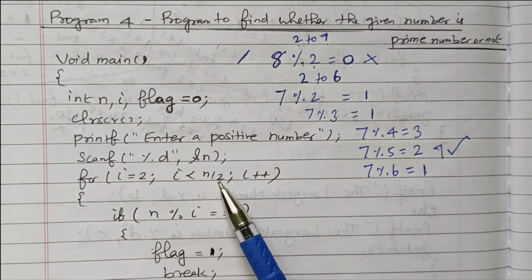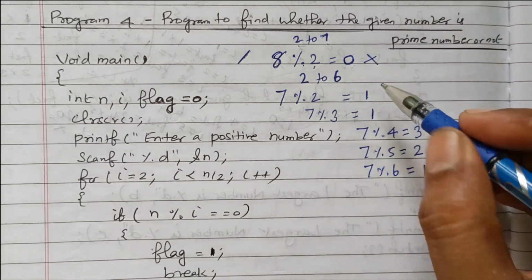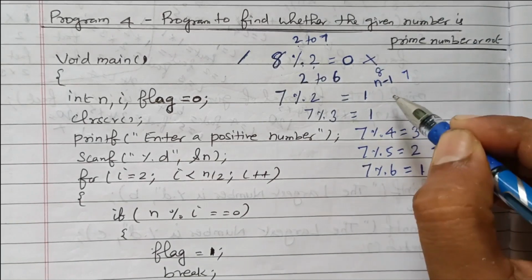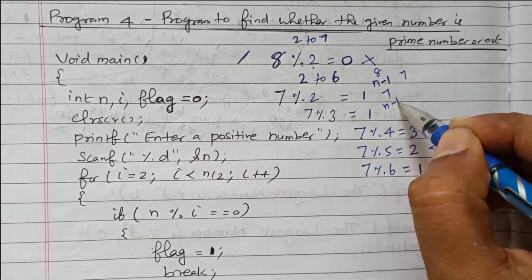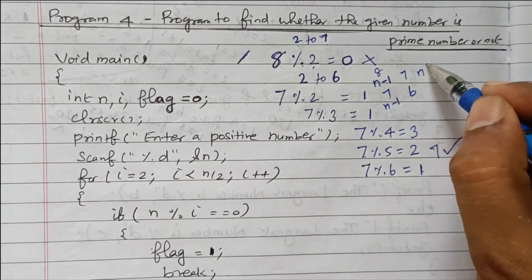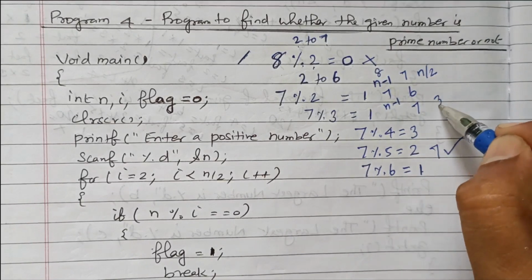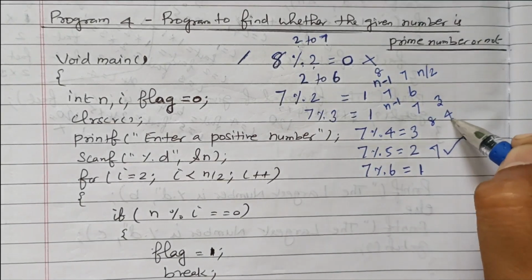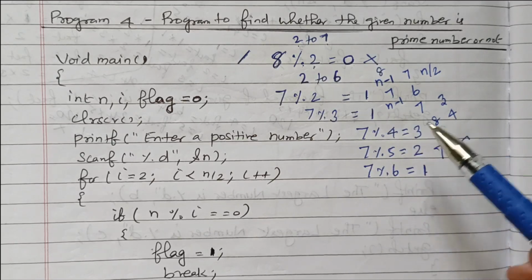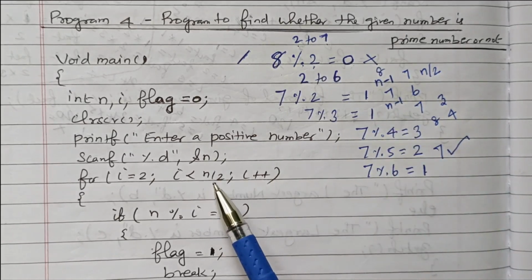i less than or equal to n by 2. So n by 2 itself is enough. No need to go, as I already told, up to n minus 1. 8 means n minus 1 is 7, and 7 means n minus 1 is 6, but in this case it's not necessary. n divided by 2 itself is enough. 7 means we can go up to 3, right? 8 means we can go up to 4 itself, because there itself it is divided. The division we can easily identify. No need to go up to n minus 1. n by 2 itself is enough.